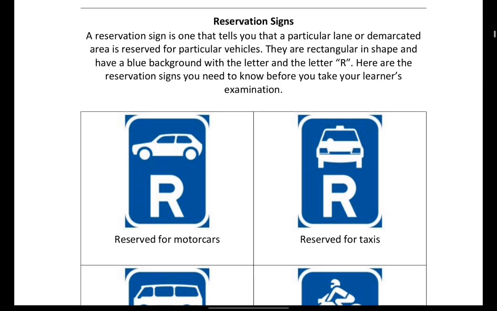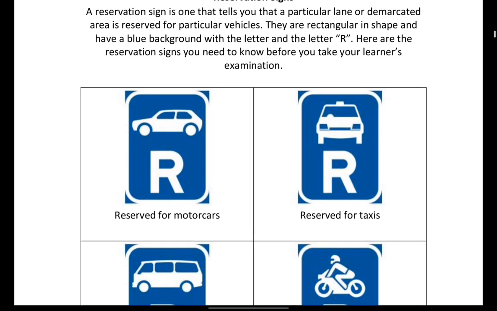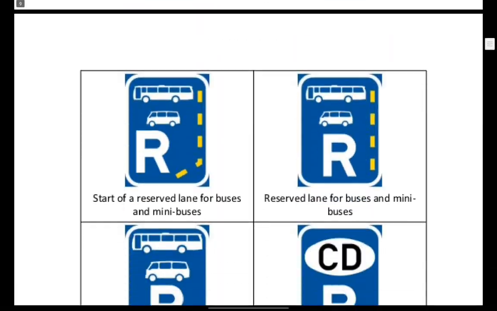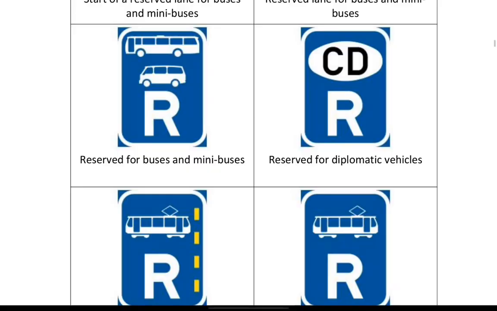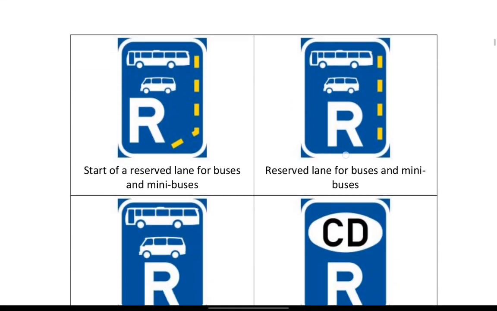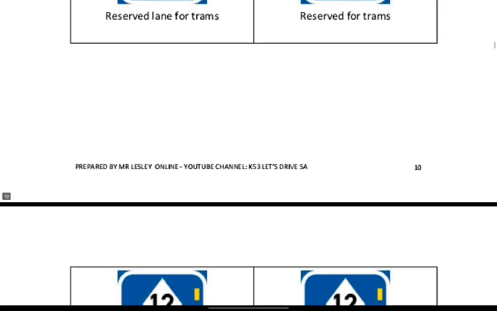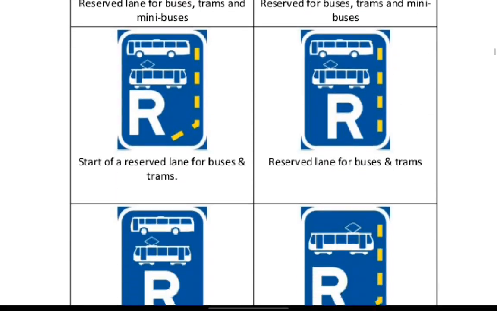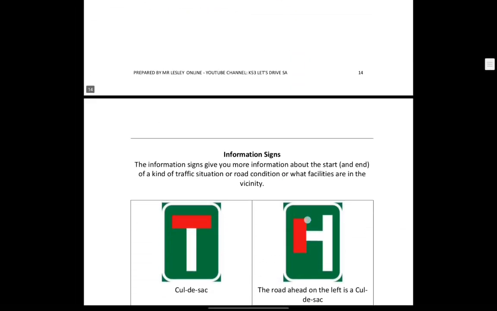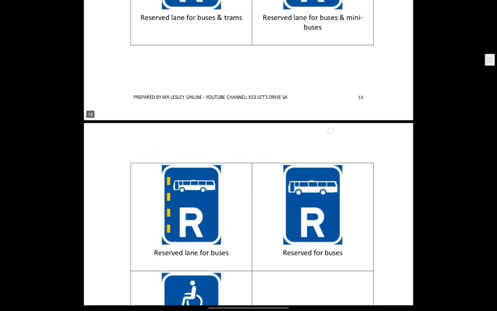They are rectangular in shape and blue. They have a blue background with a letter R. These are some of the reservation signs that you need to know before you enter your learner's exam. I'm going to describe each and every one of those signs, so that you can be able to pass your K53 exams. There are quite a lot, so I hope you are attentive so that you can understand each and every one of them.